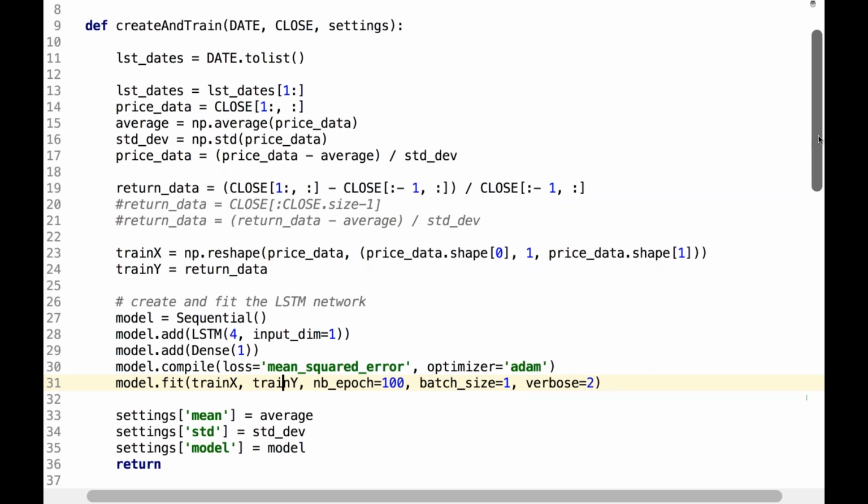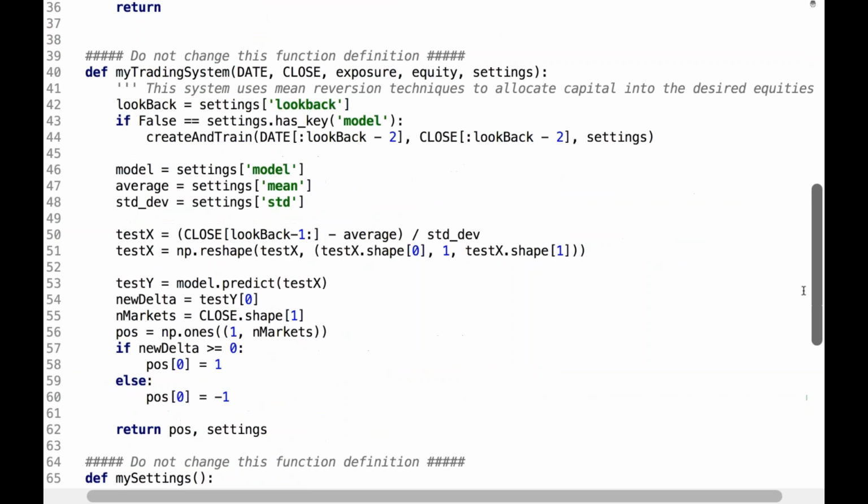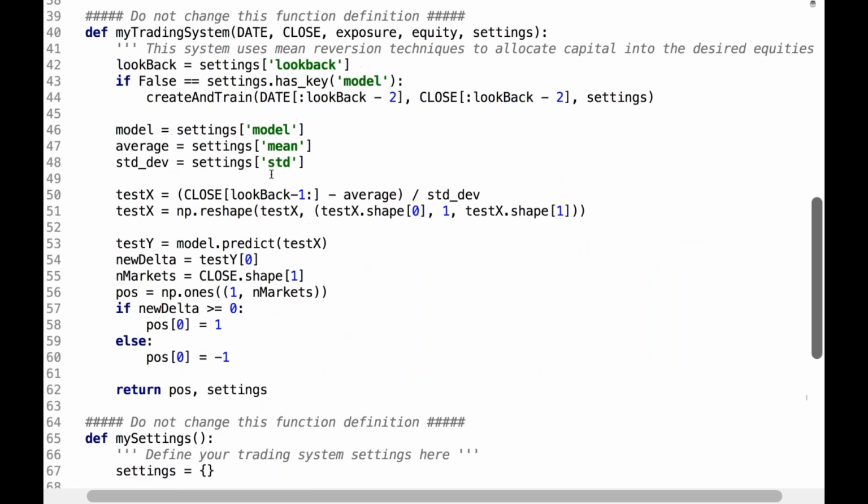So the first time my trading system was called, I trained my model. Then for each new time it is called, with data moving forward, I'm able to essentially pull my model out of the settings, take a look at the most recent data, so I have the daily close, and use my model now to predict what the returns will be based on my model. From that information, I then decide whether or not to go long or short in this particular market.